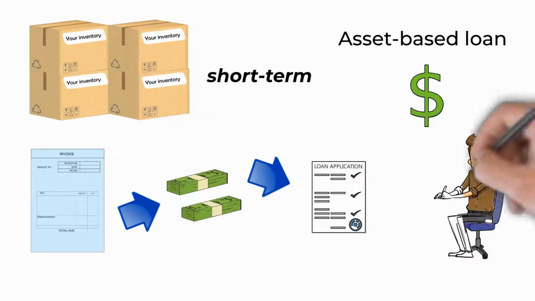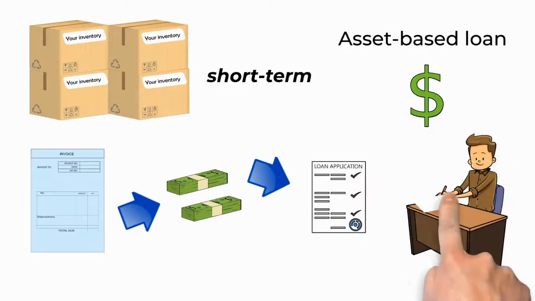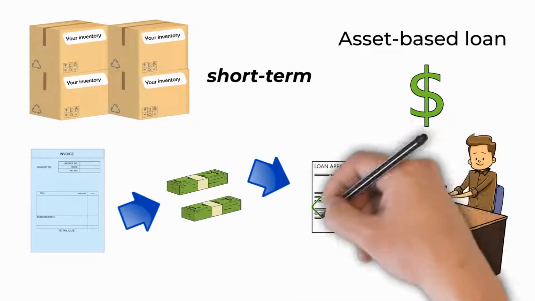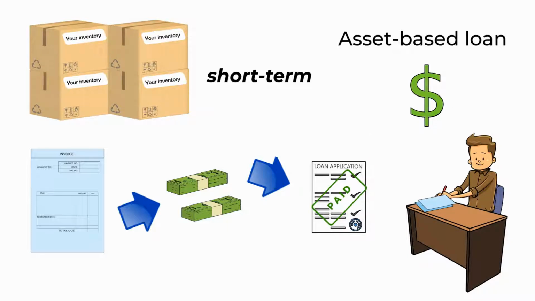These asset-based loans are normally repaid with the cash from these assets. So if you sell the inventory, you have to repay the loan. If you collect the receivable, you repay the loan. And that's sort of how that works.